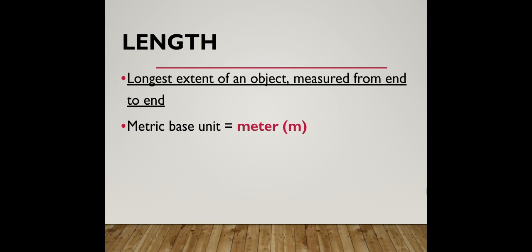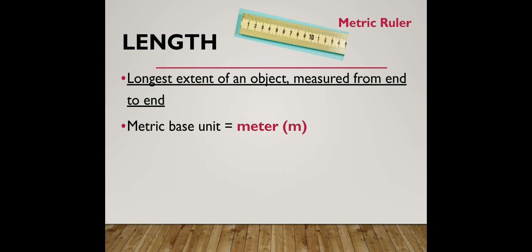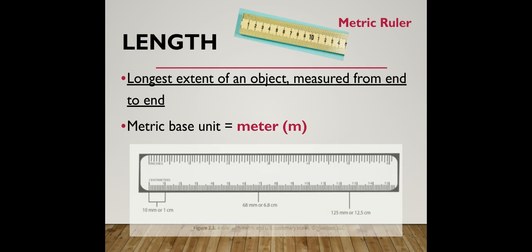So we have these base units, and now we know how to convert from them or to them, but what do they actually mean? Length is measured as the longest extent of an object from one end to the other end. The metric base unit is 1 meter. How do you measure length? Well, you'll measure it with a metric ruler.